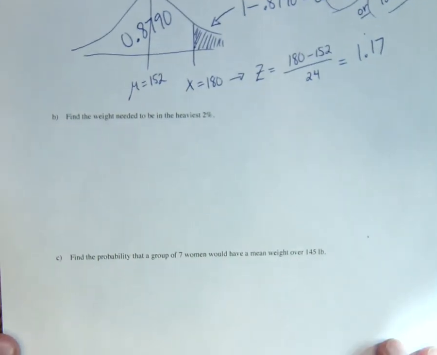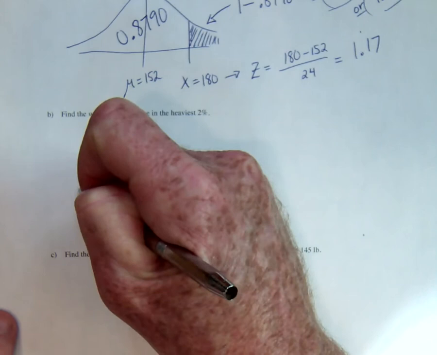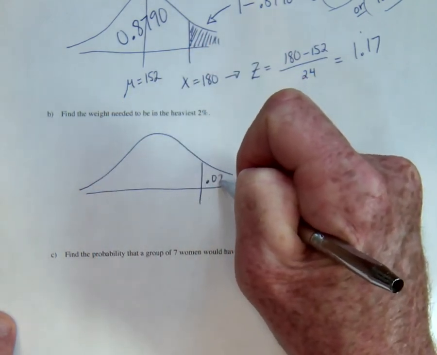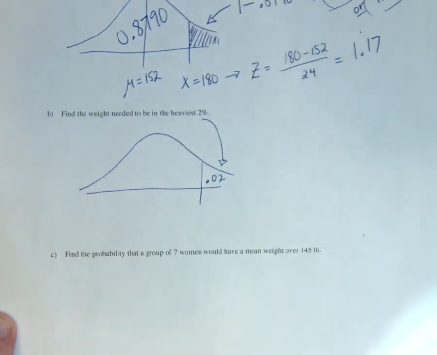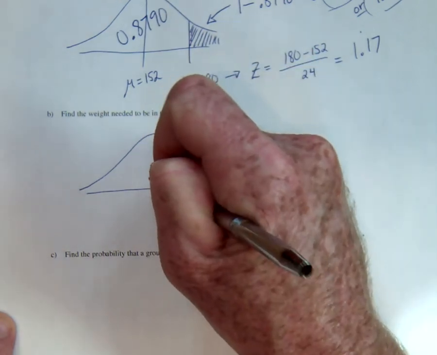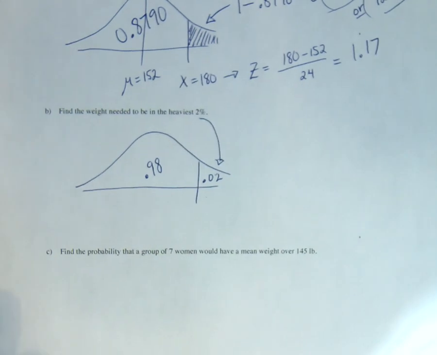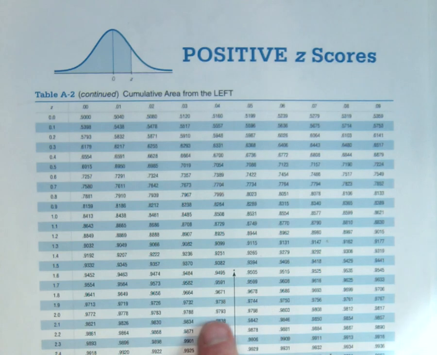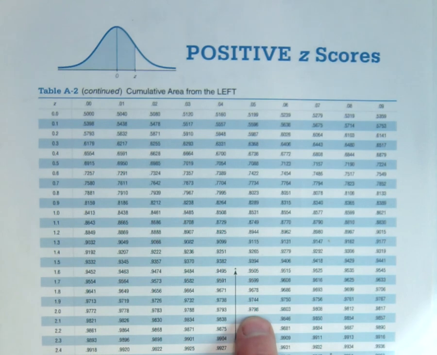Next, this is the kind where you work backwards because now you're given a percentage. So the heaviest 2% would be over here. That means everybody else would be 98%. So now what you need to do is use table A2 and look through the middle of it for 98%, or whatever's closest to 98%. That's pretty close. This says .9798. This says .9803. So this is the closest one, .9798.